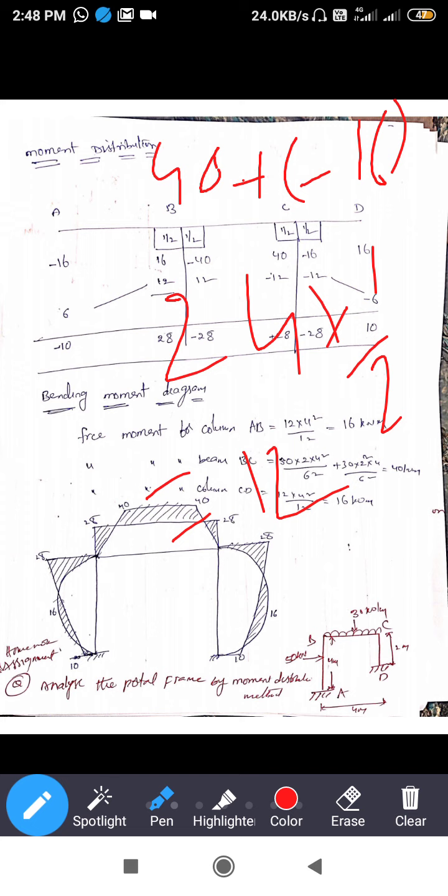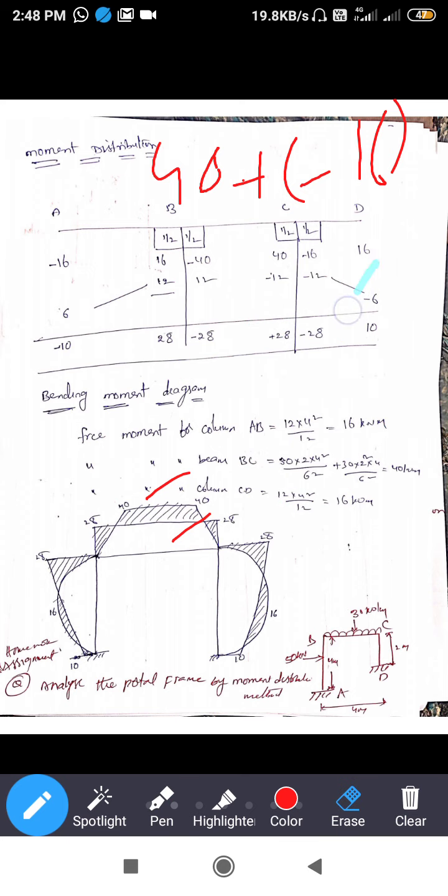But here, while writing, you can use the minus symbol. That is the process of the moment distribution method. So we take minus 12, minus 12. So these are the values that we get in that place. So you can add these values. You can take the carry-over value here, carry-over value to here.